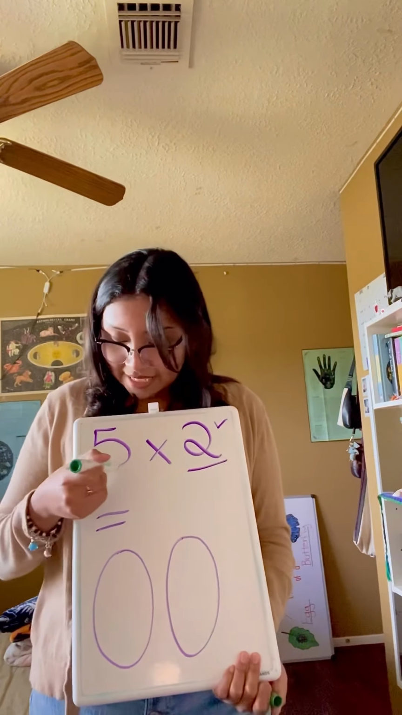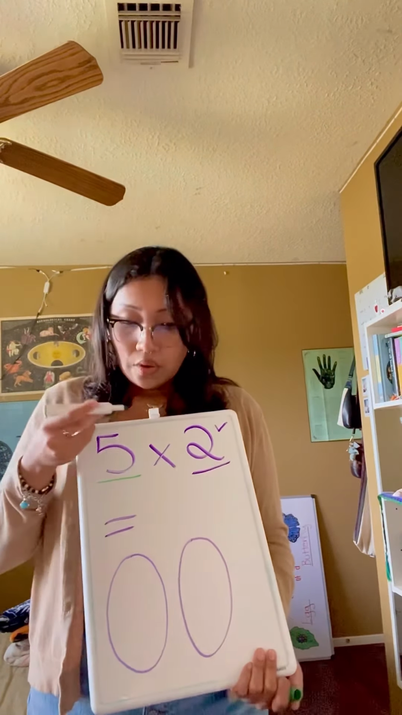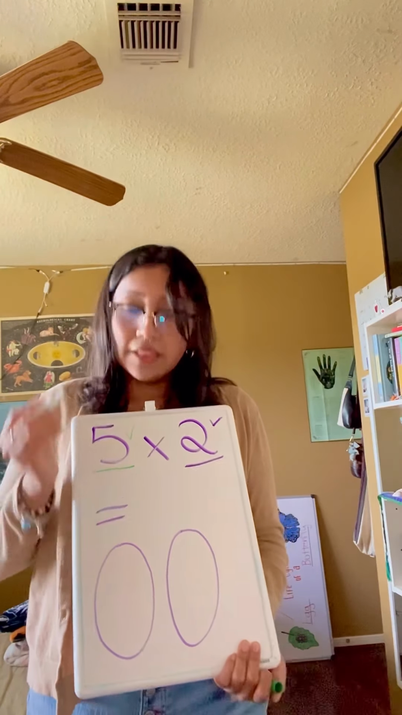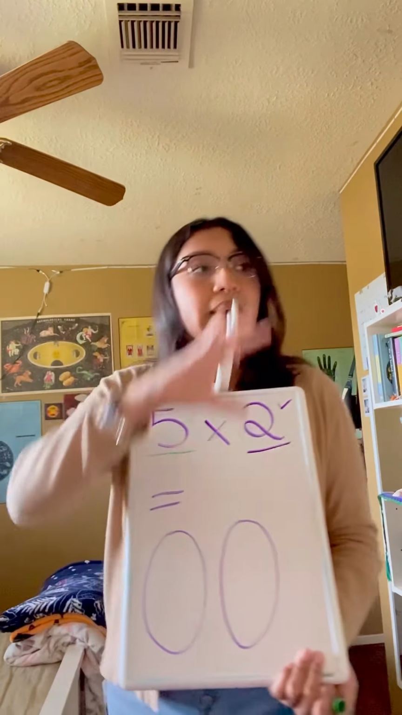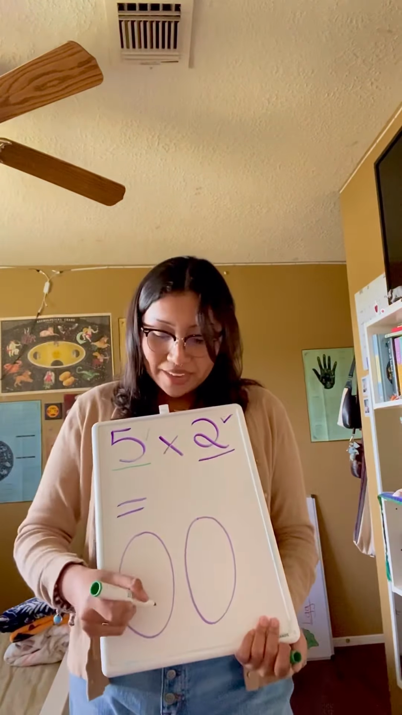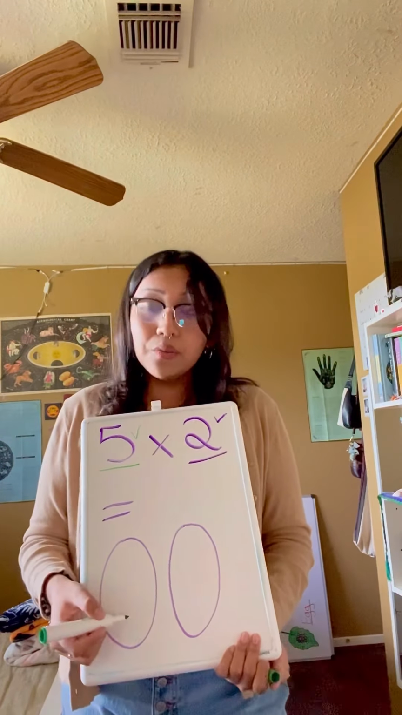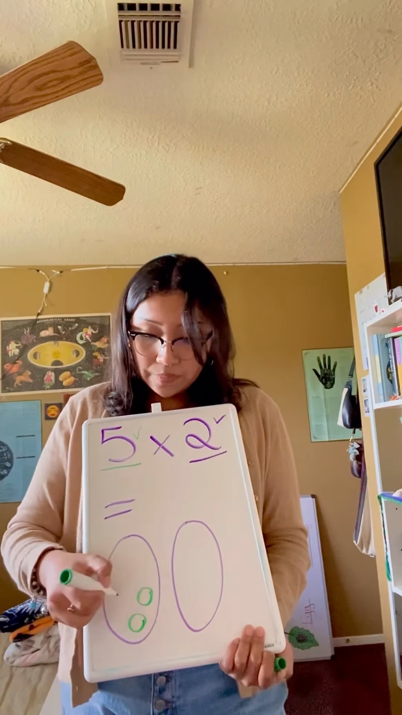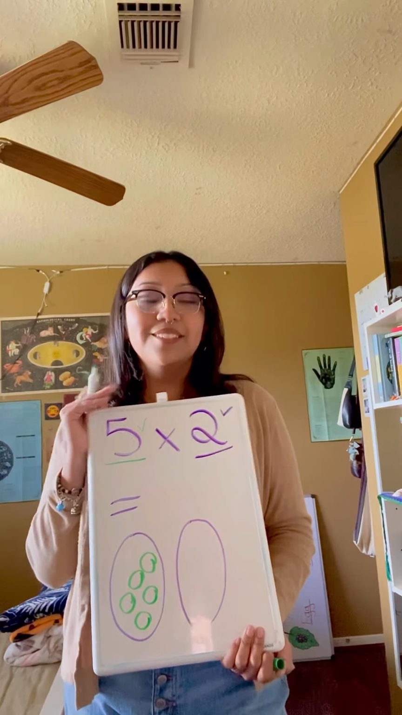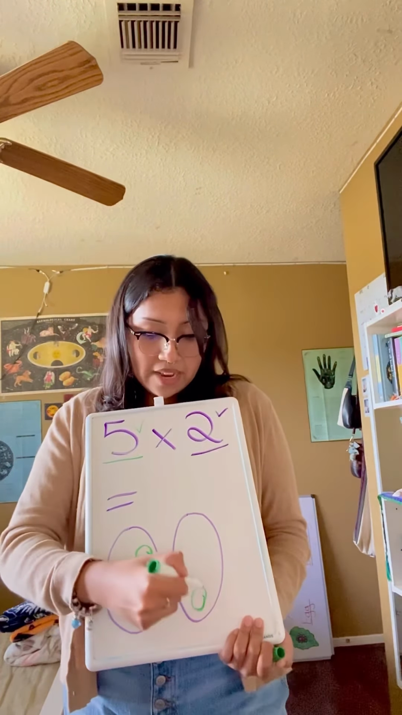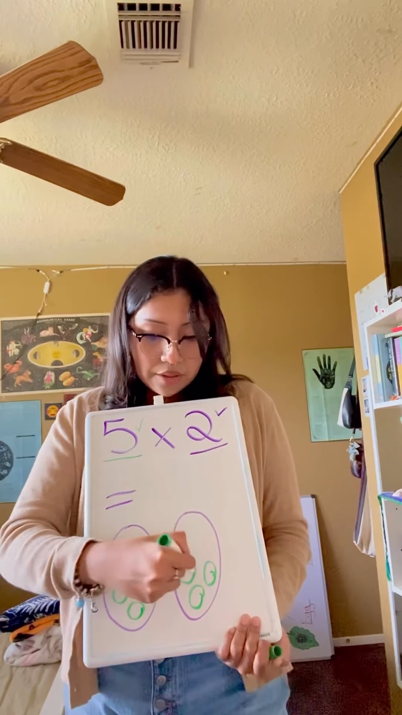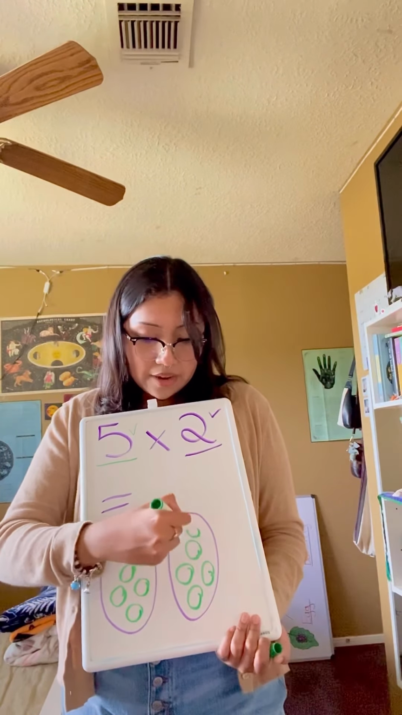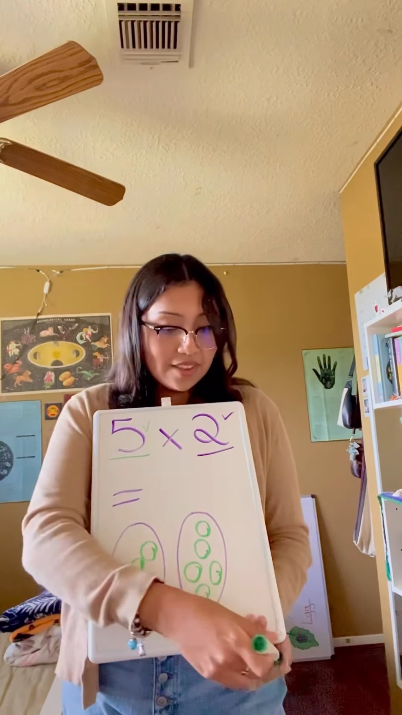Good job, sweetie. So yes, with the 5, we are going to be making 5 little circles in each of the big ovals, okay? So everybody count out loud with me. 1, 2, 3, 4, 5. Okay, are we done? No, okay. 1, 2, 3, 4, 5.